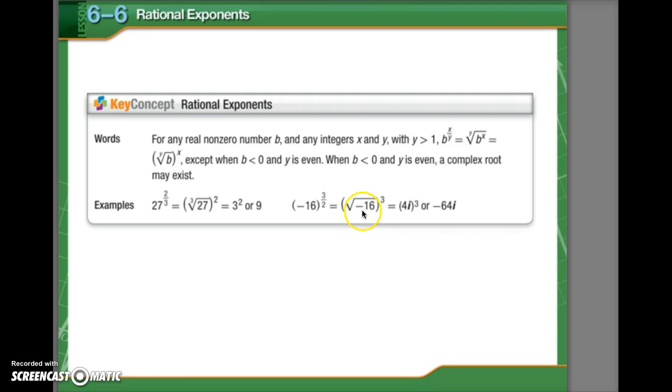So if you think about this, here's an example. Negative 16 to the 3/2 power: the half power is the square root, and we have a negative number inside. We know the square root of negative 16 is 4i. And 4i cubed, 4 cubed is 64, and i cubed is negative i. If you forgot about your i properties, they're still written up on the board at the front of the classroom.